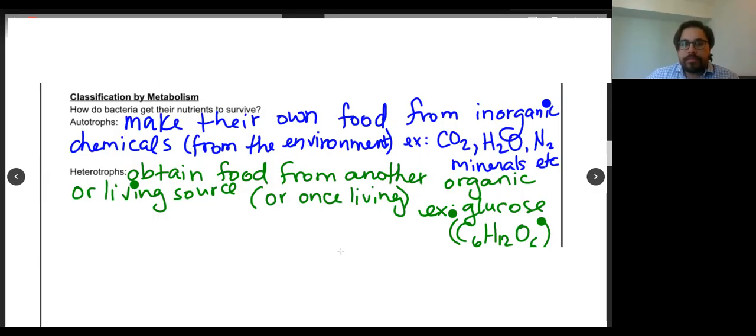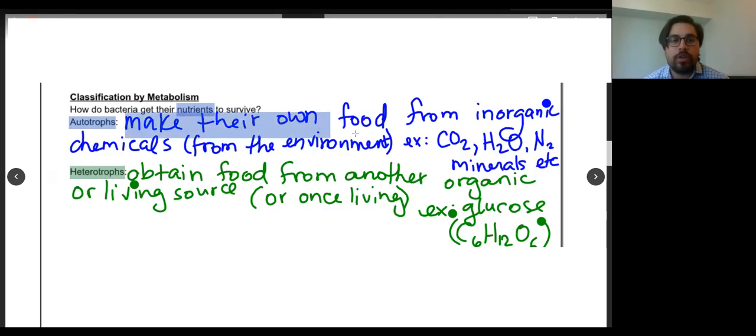All right. Now, there's also two other ways with which we can classify, and that is with regards to the metabolic processes that bacterial cells go through. So when I talk about metabolic processes, I'm talking about how bacteria get nutrients to survive. And so when we think about our Latin origins, the idea of auto means that they make their own food. Autotrophs make their own food, right?